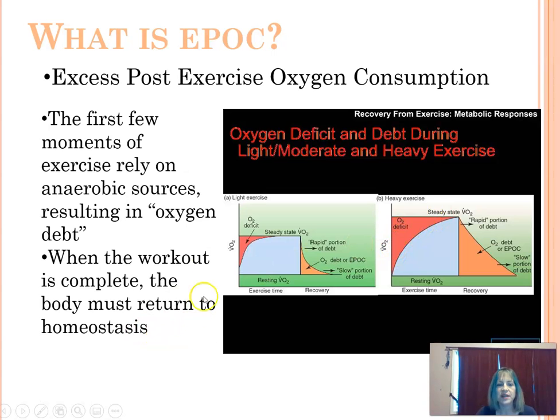Then, when our workout is complete, the body must return to homeostasis. So, that's this orange here. If we're doing light exercise, it takes this much time and energy to return to homeostasis. This is our epoch. Now, this takes energy. It requires energy to return our body to homeostasis. So, while this is happening, we are burning calories aerobically because we are not exercising. So we are at low intensity while our body is returning to homeostasis, right?